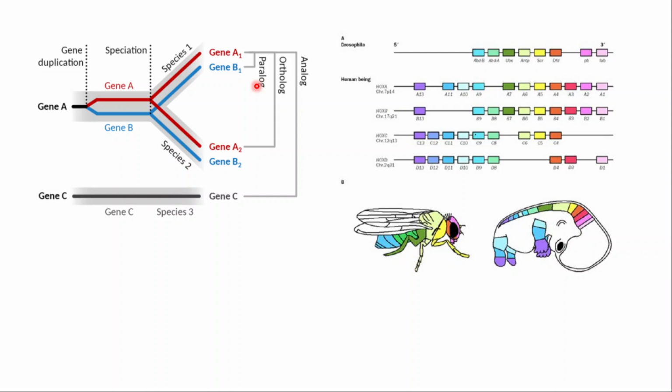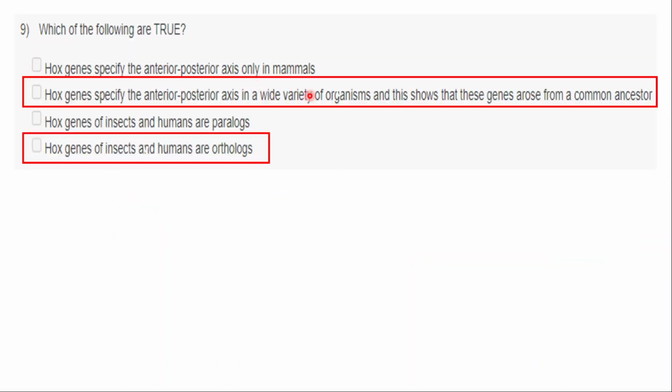So the correct answer is option 2 and option 4. Option 2, because Hox genes are involved in anterior posterior patterning of many organisms, hence they share a common ancestry. And Hox genes of insects and humans are orthologs since they are two different species. I hope this is clear to the students.